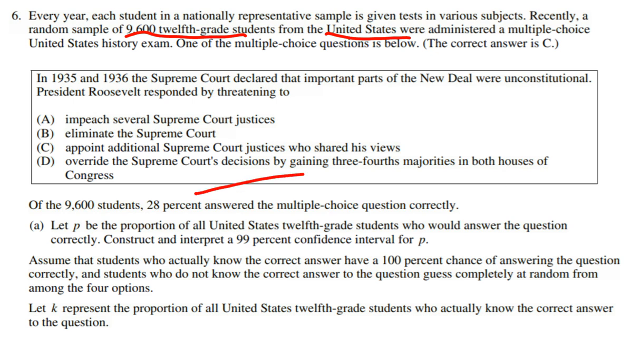I think it's good to label that right away. Since that's a percentage based on a sample, we call that p hat. So p hat is 0.28. And let's make a note, our sample size is 9,600.